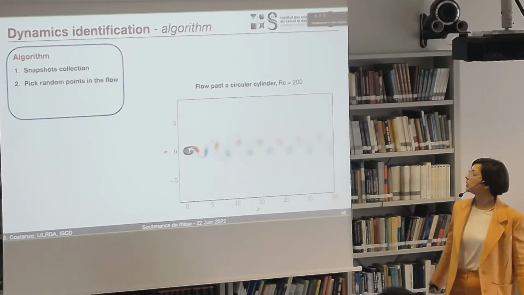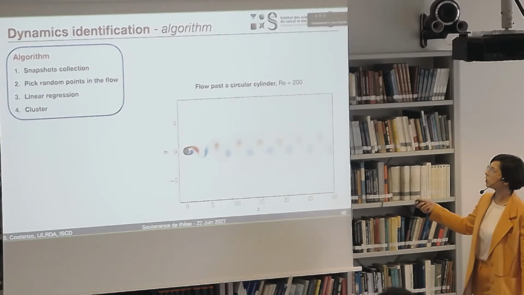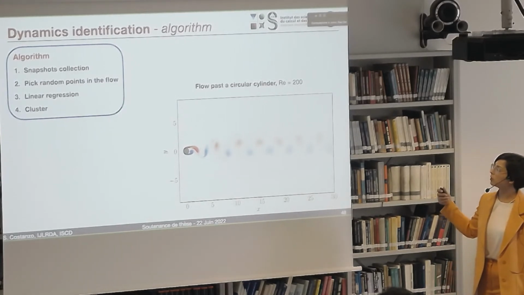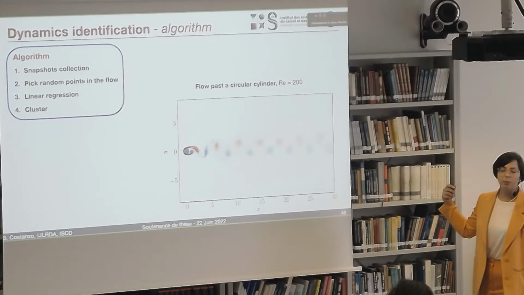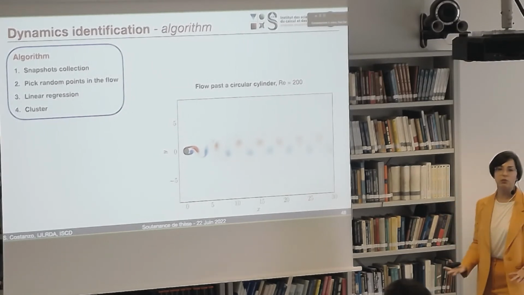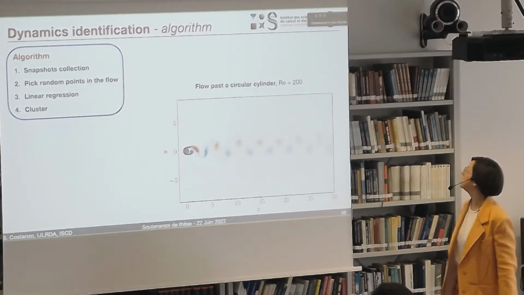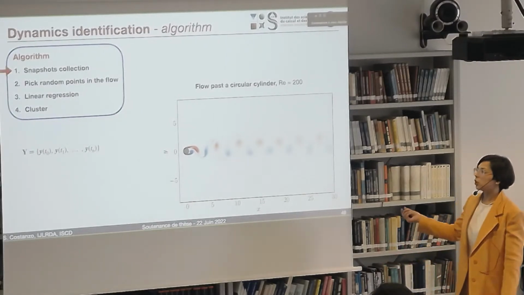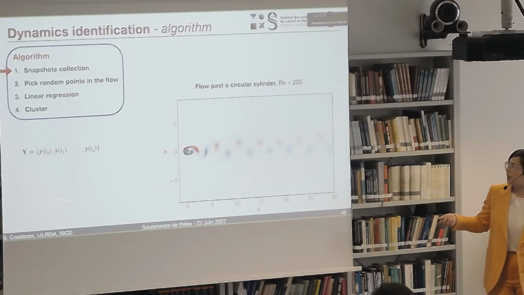So this is the algorithm. We go with a snapshot collection. We pick some random points in the flow. We apply local linear regression at each point, and then we cluster the points together based on the dynamics. So, snapshot collection: we collect the time series and we build our matrix.